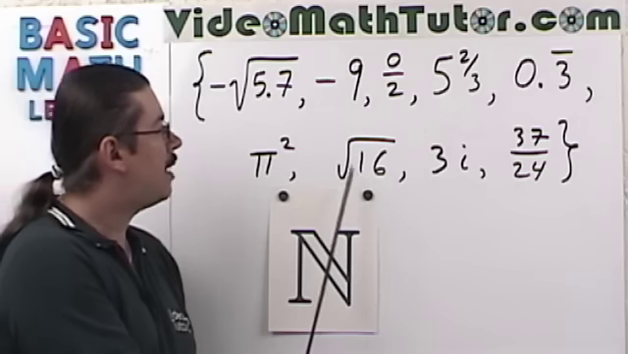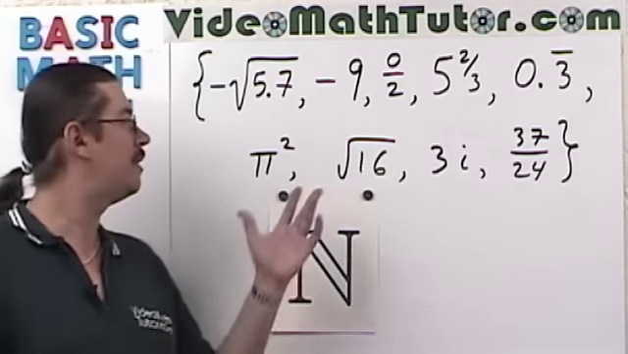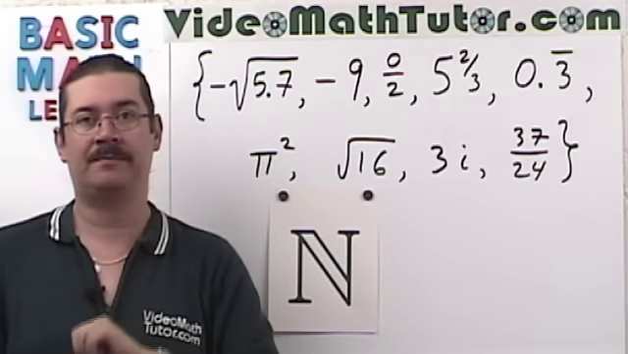Square root of 16. Now, a lot of people see the square root of 16 and think it's a square root, so it has to be irrational. Again, they're trying to trick you. Square root of 16 is really just the number 4.